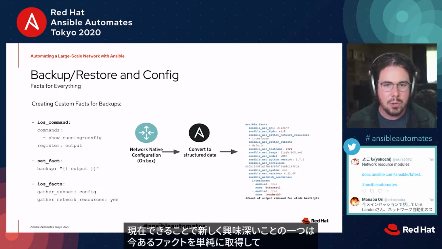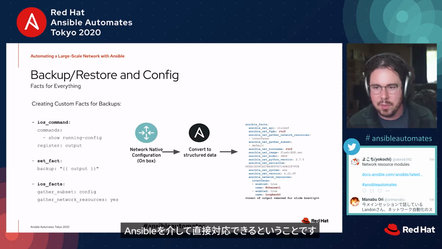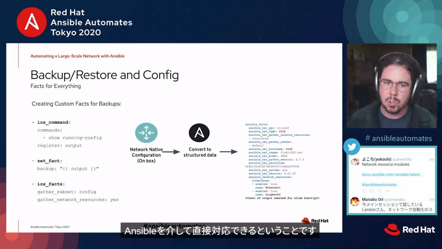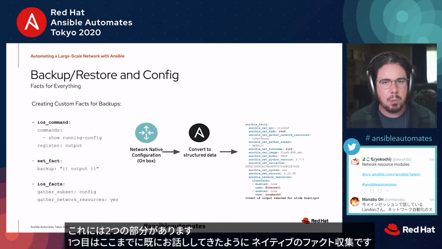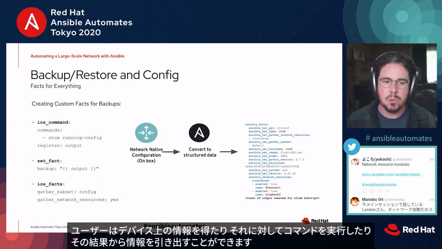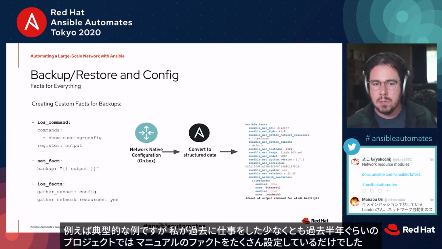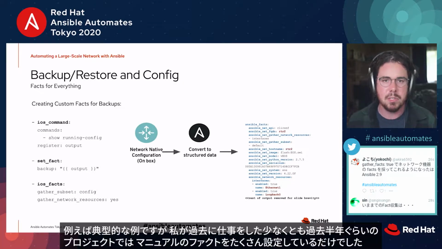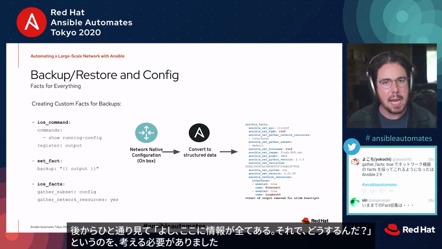So one of the new and interesting things that we're able to do nowadays is simply take the facts that we have and do something with them straight through Ansible. There are two parts to this. The first part is native fact collection, like we've been talking about so far. You can take information on the device, you can run commands against it, and you can pull information out of that. For instance, most projects I've worked on, at least through the past 6 months or so, have all just set a lot of manual facts.